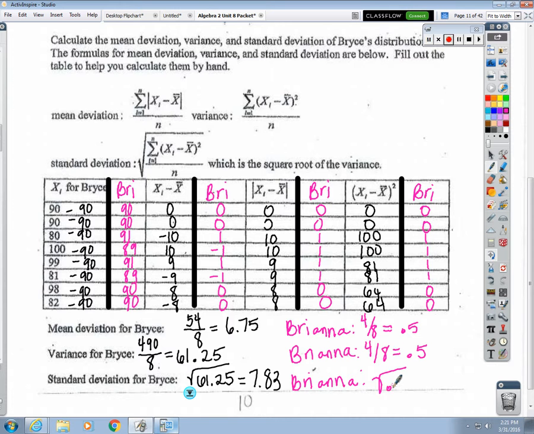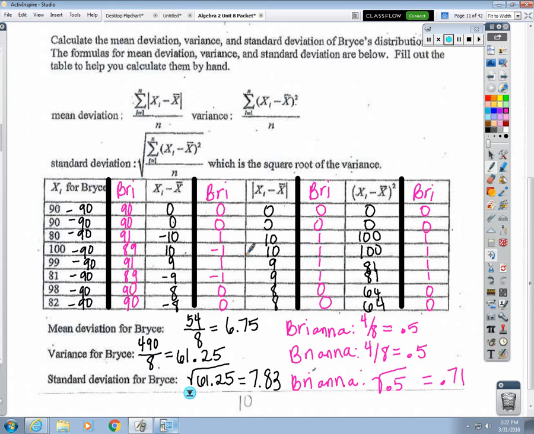Square root of 0.5, which is 0.71. When we added up all these numbers, the deviations squared. Okay, now, see how Brianna's standard deviation is much closer to 0 than Bryce's? That proves that she was more consistent.